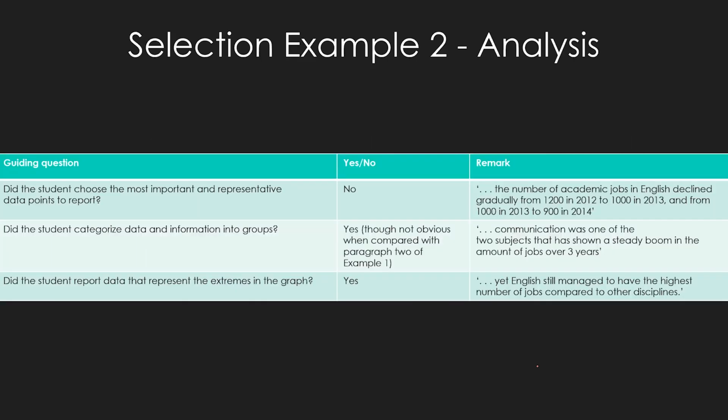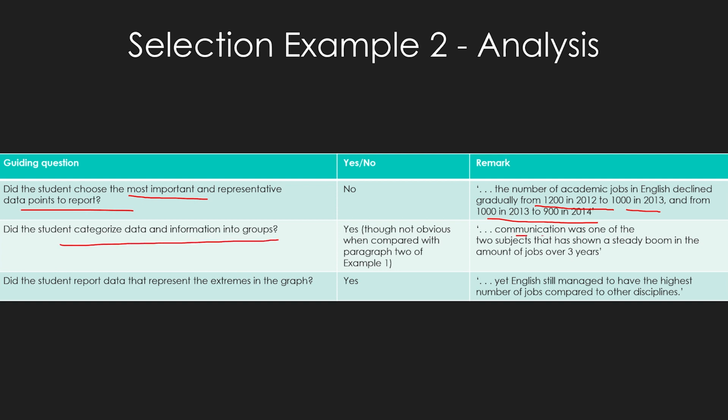Let's look at the analysis for this. First of all, the student didn't choose the most important representative data points to report. What did they pick? The number of academic jobs in English declined gradually from 1,200 in 2012 to 1,000 in 2013, and then it just goes on into like a bunch of other numbers, which is very hard to understand. Don't write like that.